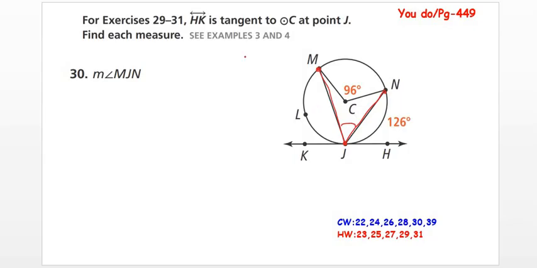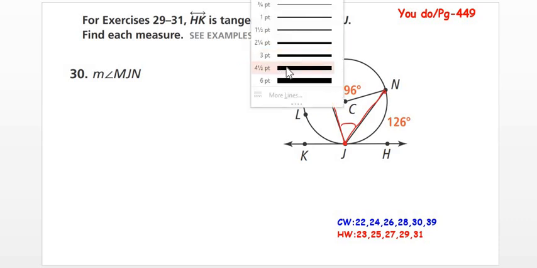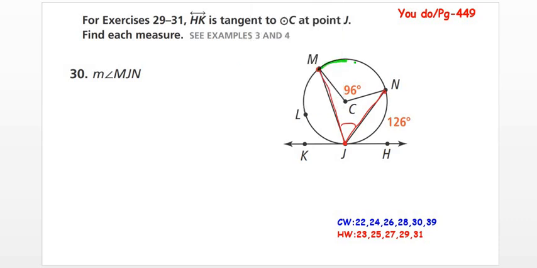So what is the intercepted arc? The intercepted arc is here, M to N, okay? And you know that the central angle and the corresponding arc have the same measurement. So what is the value of the central angle? It's 96. So what will be the value of this arc? It is going to be 96.